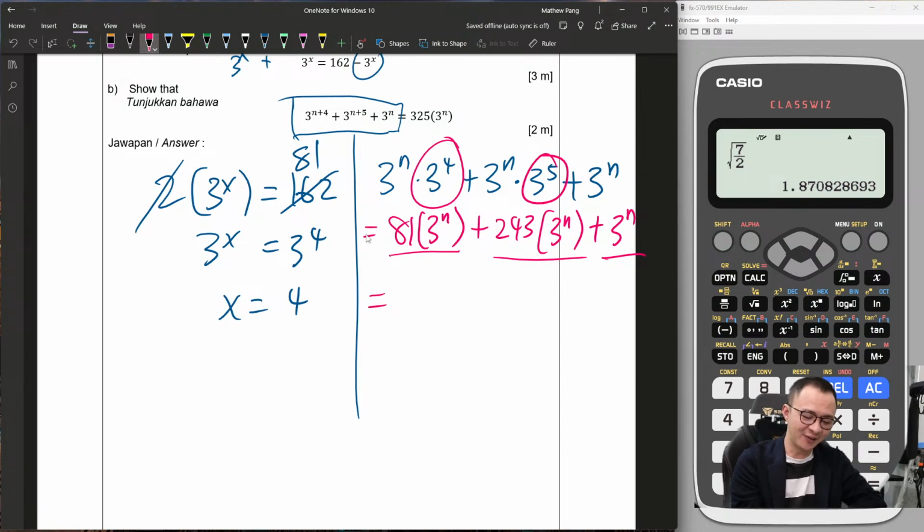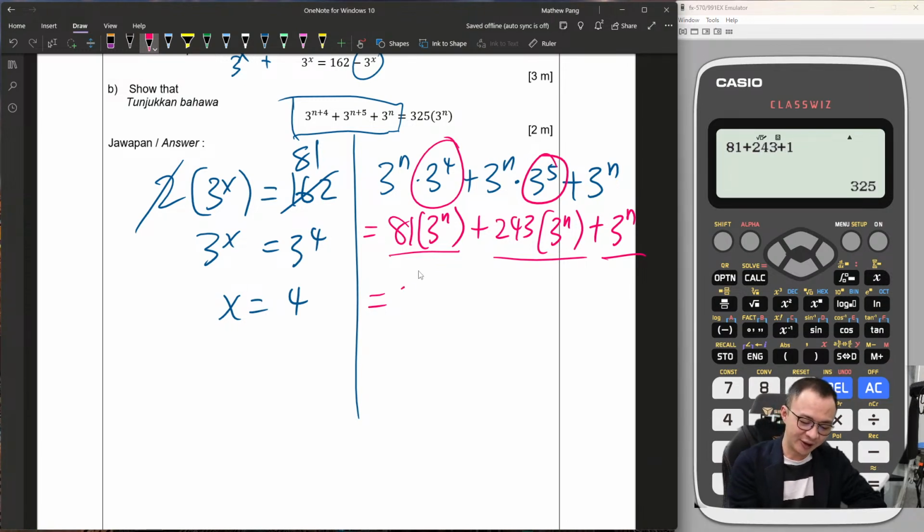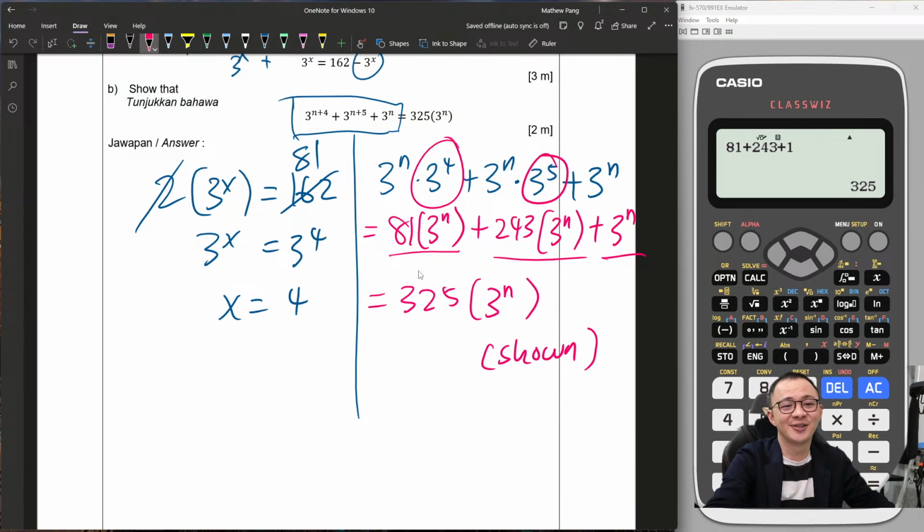How many x do you have? You just type in the calculator, 81 plus 243 plus 1. The calculator tells you that you have 325 of 3 power n. So shown. Yeah, because they asked us to show, right? So this is how we're going to show it. Any questions so far?